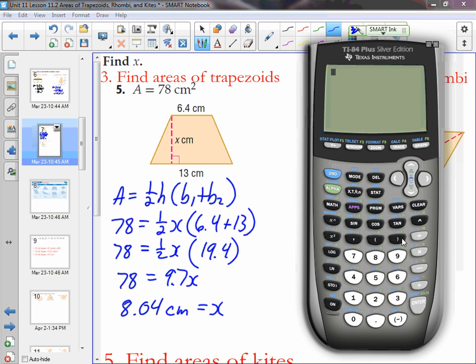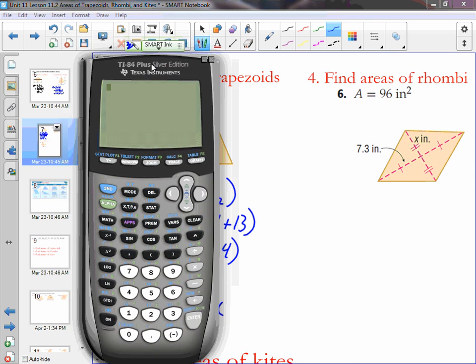All right, number 6. What kind of figure is it? Even though I wrote the learning target right above it that said find areas of rhombi. How do I know it's a rhombus? All right. Its diagonals bisect each other, so it's a parallelogram. And then my next clue is, oh, this is the rhombus section. Okay? So, area equals 1 half diagonal 1 times diagonal 2.